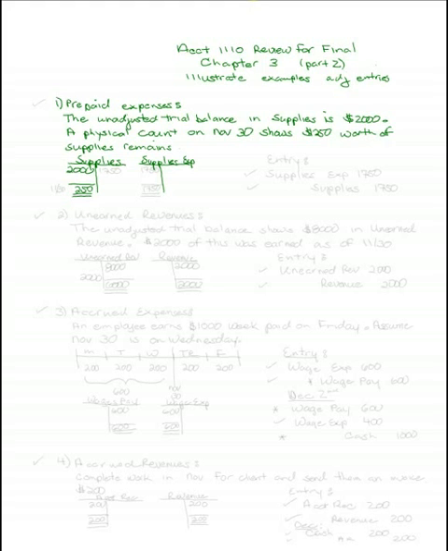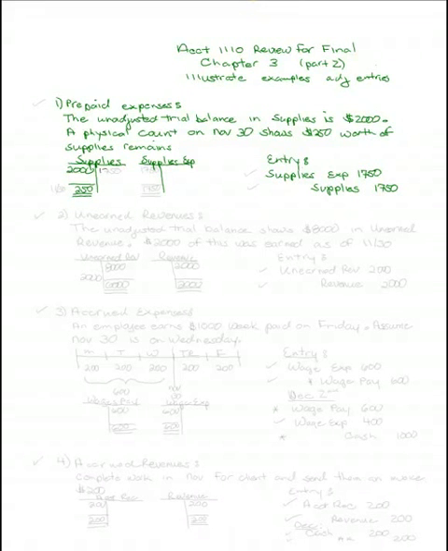We need to make an adjusting entry that shows how to change the balance in supplies and transfer it into supplies expense. How about you put this on pause, make the entry, come back, and let's see how you do. Welcome back. How does your entry look compared to mine?